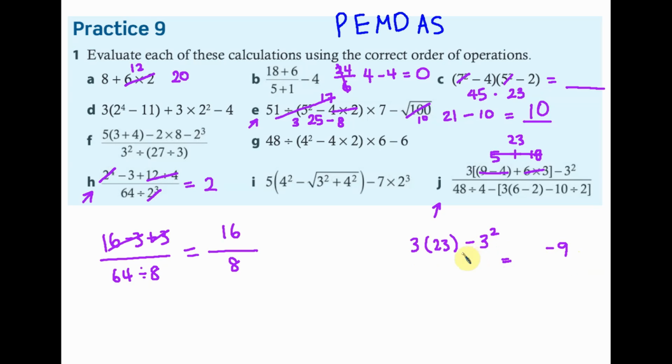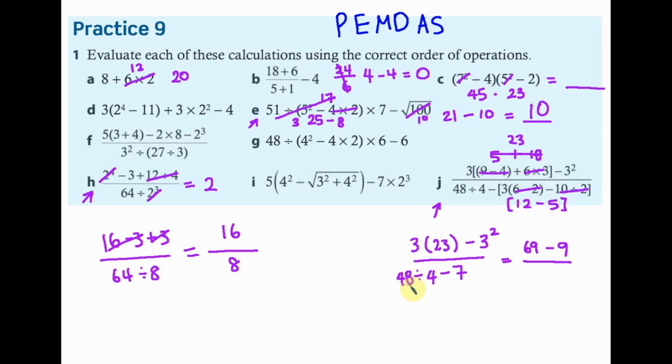So I will get negative 9. And then I get 3 times 23, I should get 69. Over, on the bottom, let's see, so we will do the bracket first. I have 6 minus 2, which is 4. 4 times 3, I should get 12. And then before I do minus, let's just do 10 divided by 2 first, which I should get 5. So inside of the bracket, this is what I get, which is 7. And let me just copy down the rest, and then I will do the next step. You have minus 4 right here with division and 48.